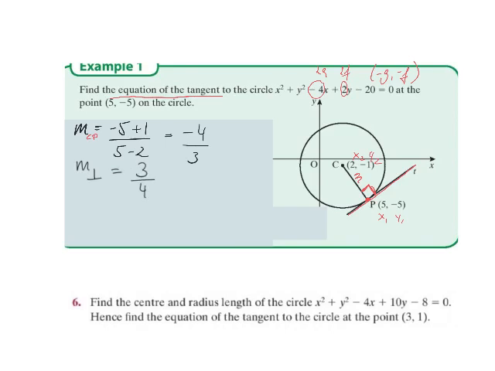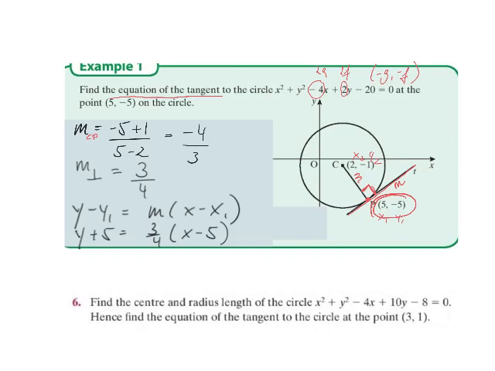And now I have the slope of the tangent, and I have a point on the tangent, this point here, and I can now find the equation of the tangent itself. So we use y minus y1 equals m(x minus x1). So we fill that in. Y minus minus 5 is plus 5. M is our perpendicular slope, 3 over 4. X minus 5.